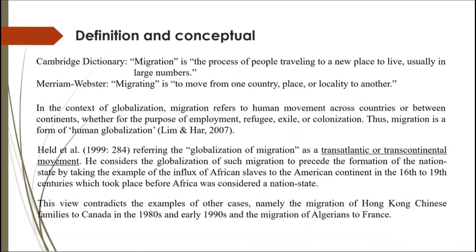Migration, in this case, the Cambridge dictionary defines as a process of people traveling to a new place to live, usually in a large number. Different people have different definitions. Webster defines migration as to move from one country, place, or locality to another. In more common terms, migration means moving from one state to another, from one city to another within a country, or changing country altogether.